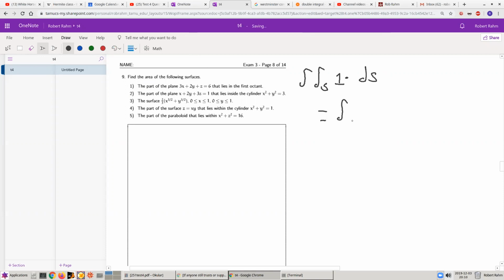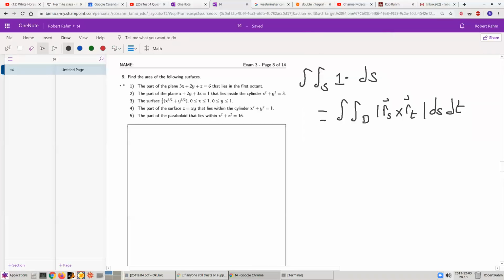And this is equal to the integral over the parameter domain D of the magnitude of Rs cross Rt ds dt, where R of s,t is the parameterization. Okay, so we're going to do number 1 first. This is what we're going to look at first.